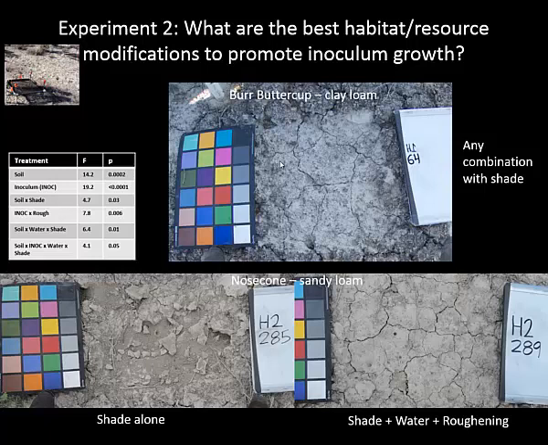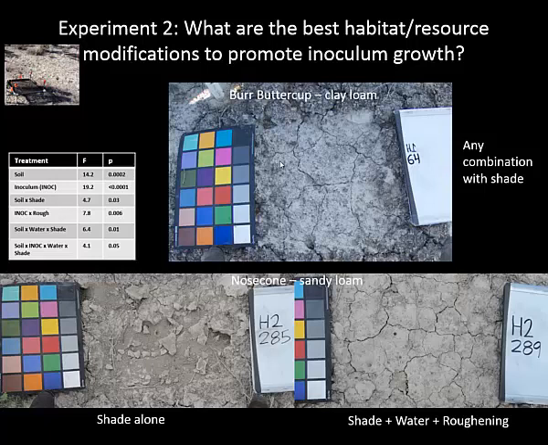But so at Burr Buttercup, which is the clay site, it's named that because there are little yellow flowers everywhere, and they have little burrs on them. You can see that the shade plots look like this. They have a lot of dark cyano starting to recruit in there. And this was true of just about any combination with shade as long as we inoculated. So shades were a good benefit at this clay site.